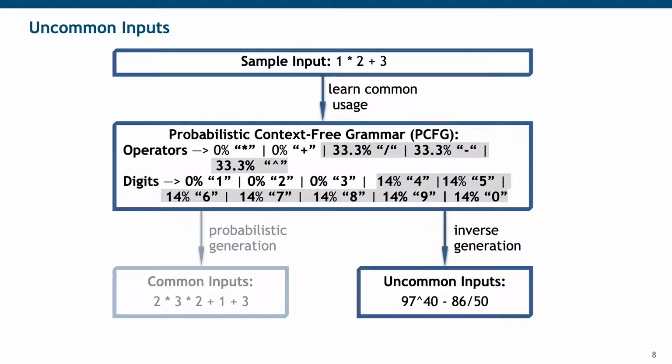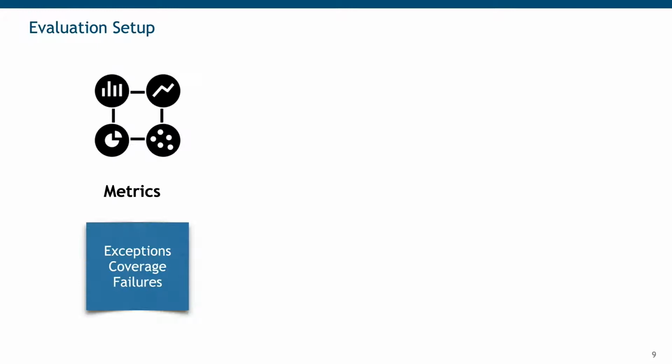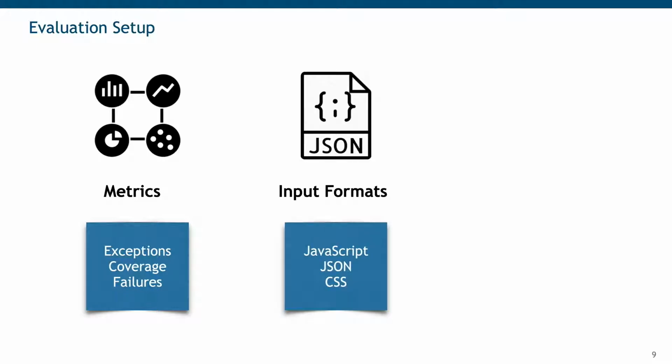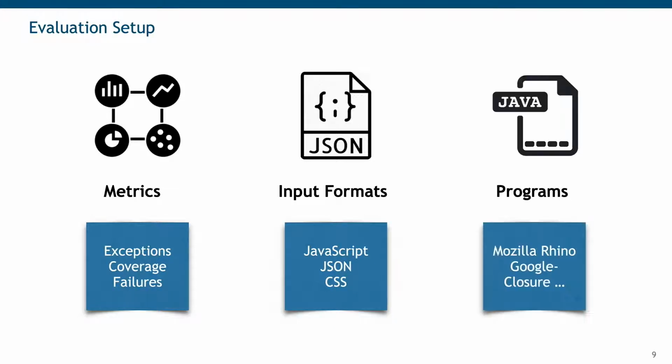We implemented this approach and evaluated it on a couple of subjects. In our evaluation, we considered exceptions, program coverage, code coverage in terms of method calls, and the kind of failures that we induce and the kind of inputs that induce such failures. We also performed our evaluation with three input formats: JavaScript, JSON, and CSS, and about 20 Java programs, including Mozilla Rhino and Google Closure Style Sheet.